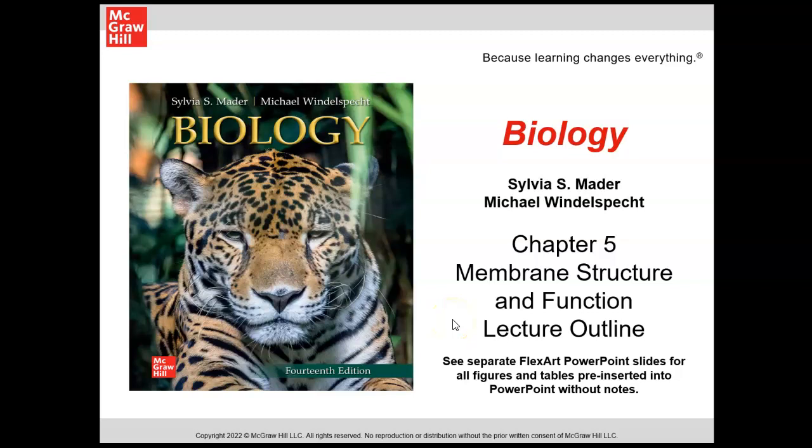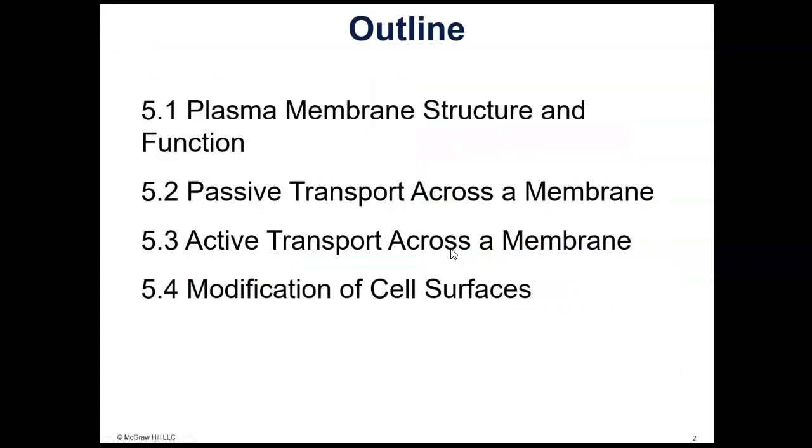These are the lecture notes for Chapter 5. Chapter 5 is still on cells, but it's focusing on the plasma membrane structure and function. And since materials come into the cell and leave the cell, those materials are being transported across the plasma membrane. This is also the chapter where we discuss transport into and out of the cell.